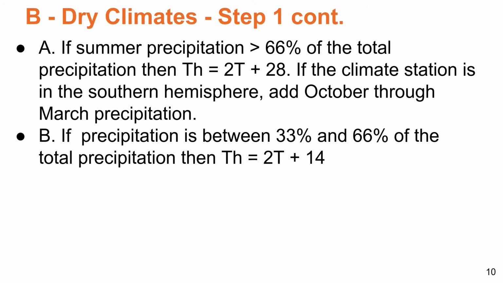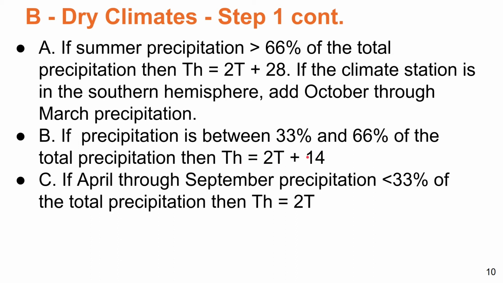If the summer precip is between 1/3 and 2/3 of the annual total precip, then the dryness factor is 2T plus 14. And finally, if the rain falls in the winter, the dryness factor is just 2T. So if you have summer rain, you can see the dryness factor is going to be 28 higher, and it's just a number. The TH number, it's just a number.